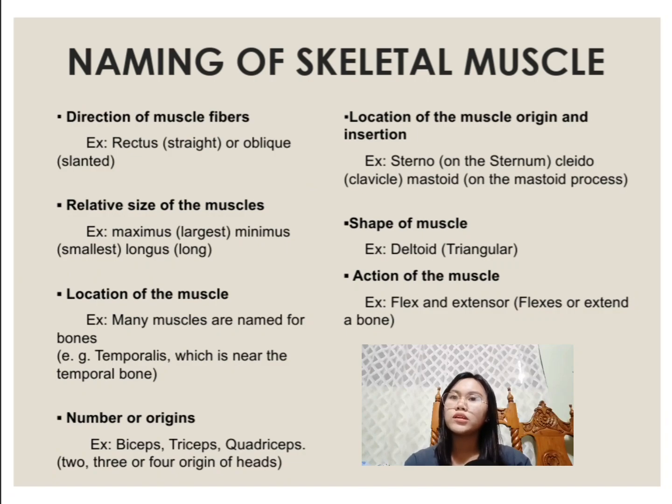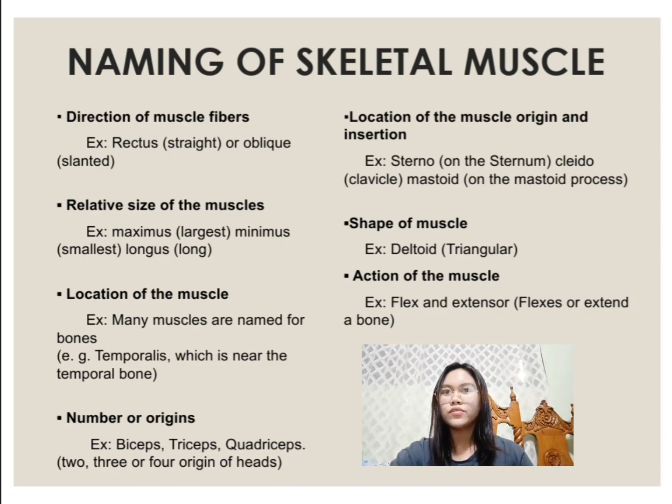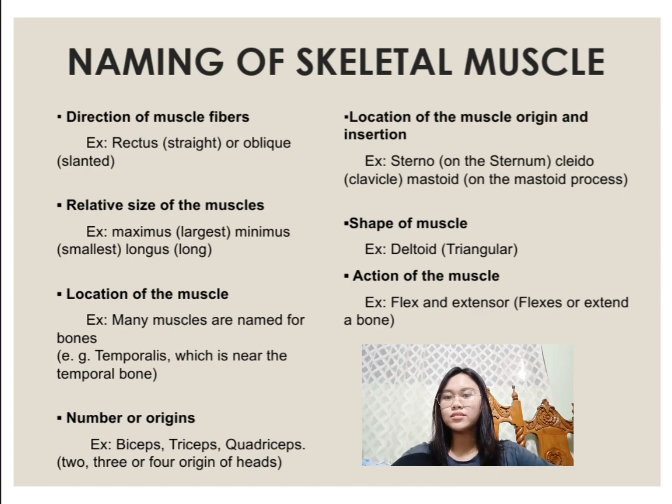So now we are on to our next part, which is the naming of skeletal muscles. Have you ever wondered what the origin of the names of our muscles is, and where they were derived from? Firstly, muscles are named based on the direction of muscle fibers, like rectus, or straight, and oblique, or slanted. Second is the relative size of muscles, like maximus, or the largest muscle, and minimus, or the smallest.